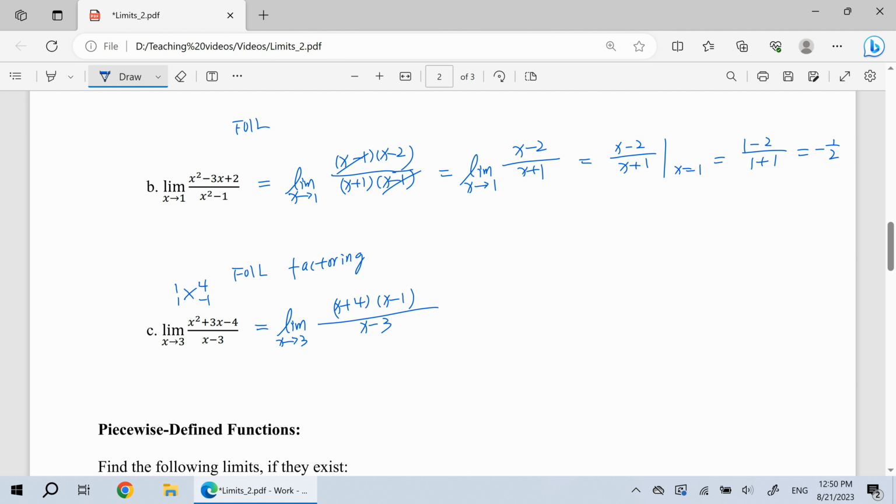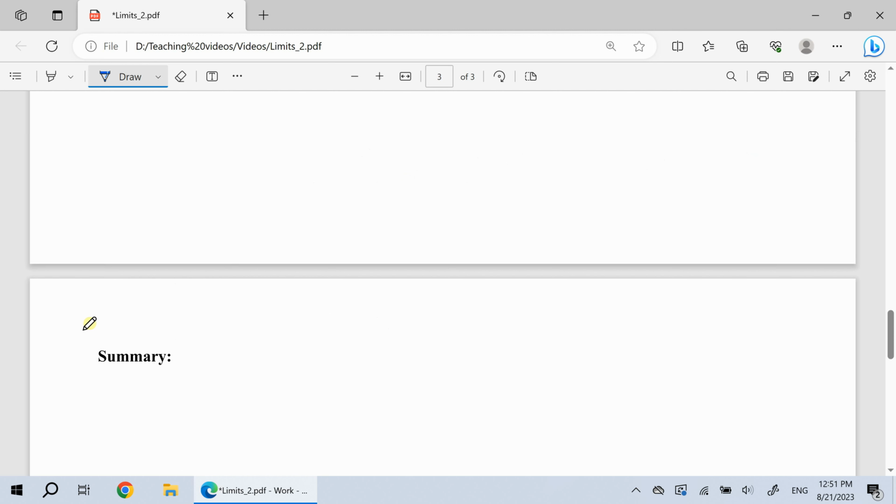So this actually turns out to be a finite number over 0. The limit is positive infinity as x is approaching 3 from the right side. X approaching 3 from the left side will go to negative infinity. So then this limit DNE, does not exist. We are going to do the summary in the next video.